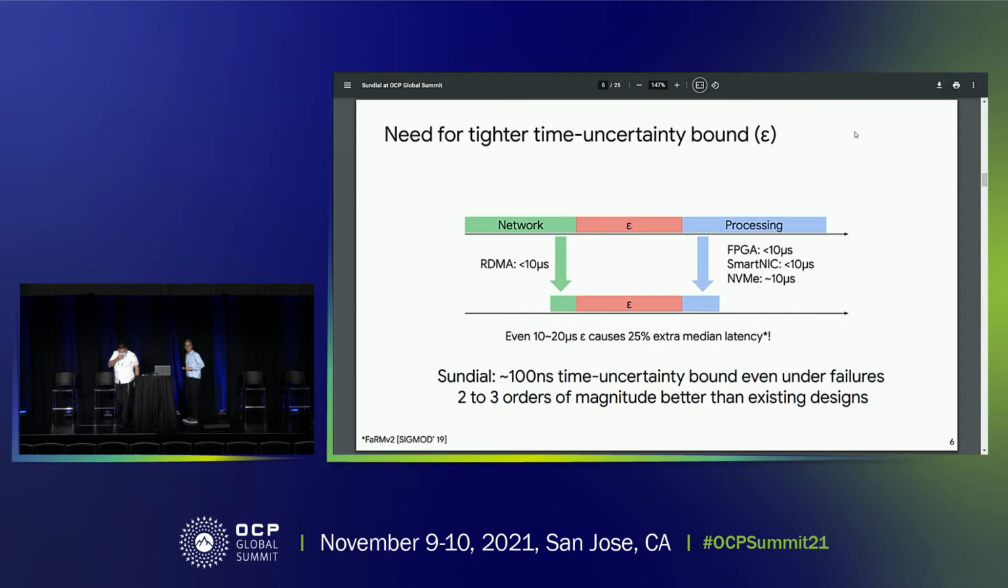So then the question is, why do we need to make this time uncertainty bound smaller? If we were to look at the rough latency breakdown of a transaction in these databases, we have the network portion, we have the processing portion, typically governed by CPU and memory latencies, and then we have this time uncertainty. And while technological advances such as RDMA, SmartNICs, NVMe have lowered network and processing times to single-digit microsecond level, time uncertainty bound has not received the same level of attention. And therefore, we designed Sundial that can provide around 100 nanoseconds time uncertainty bound, even under failures, which is 2 to 3 orders of magnitude better than existing designs. Next slide, please.